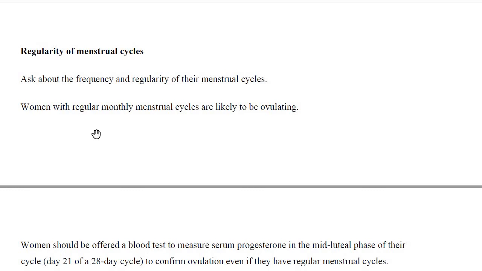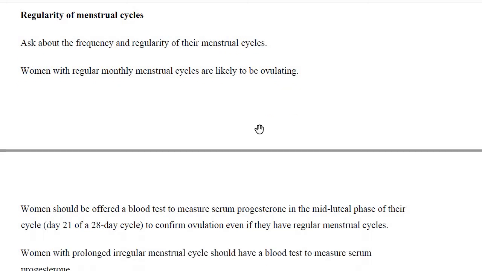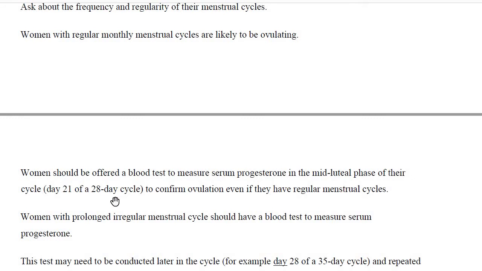So after assessing the reserve, we have to look at the regularity of the menstrual cycle. We will ask about the frequency and the regularity of their menstrual cycle, and women with a regular monthly cycle are more likely to be ovulating. They should still be offered a blood test to measure serum progesterone in the mid-luteal phase of their cycle, like day 21 of a 28-day cycle, to confirm ovulation even if they have regular menstrual cycles.